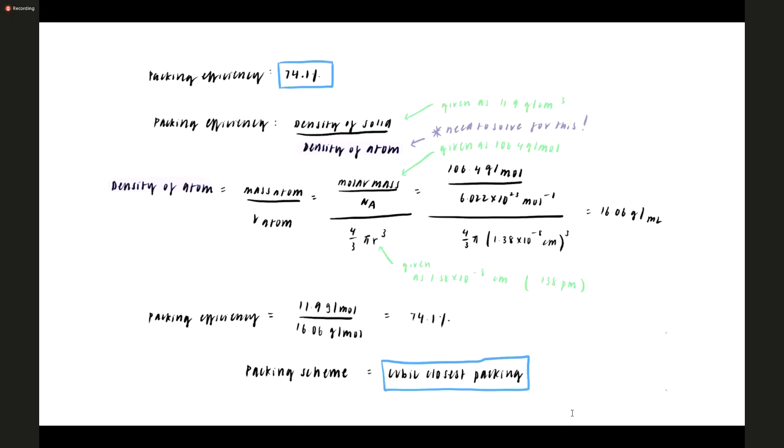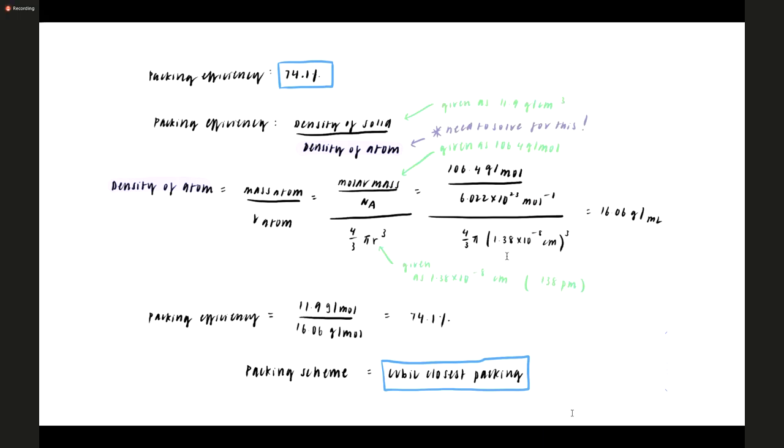In calculating the mass, we need to convert the molar mass into the correct units. So use Avogadro's number. And then in the denominator here with the volume, that's just the volume of the sphere. So we have that given as well for the radius. And you just need to convert from picometers to centimeters. So make sure you remember the 10 to the negative 10 conversion factor.